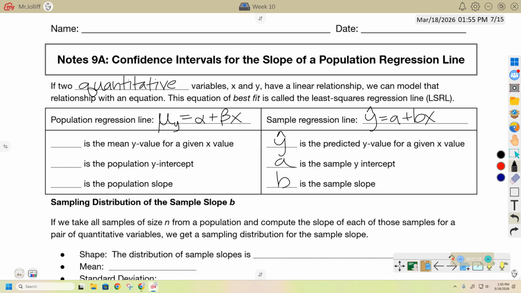And some of you may recognize those symbols. We saw alpha and beta when we did significance testing. Alpha was a type 1 error. Beta was a type 2 error. That is not what they mean here. Alpha is the population y-intercept. Beta is the population slope. So we have some overlap in symbols. We're going to have to use context to help us sort out which one's which.